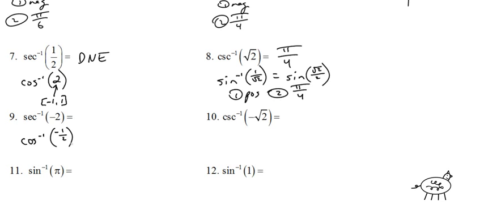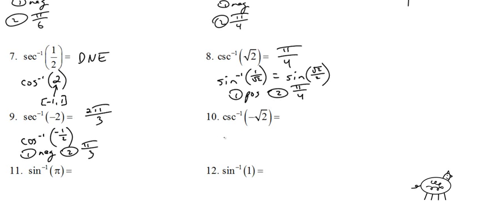Okay, and then you can say, first thing, it's negative. Second thing, we're talking about pi over 3 as our reference angle. So it's negative pi over 3. That means it's going to be pi minus pi over 3, or 2 pi over 3.